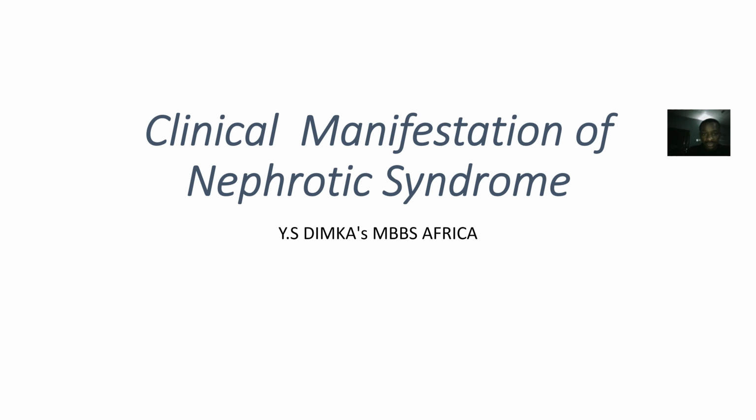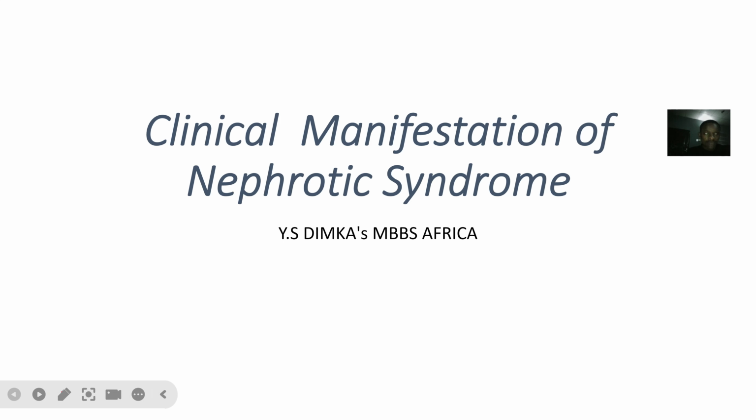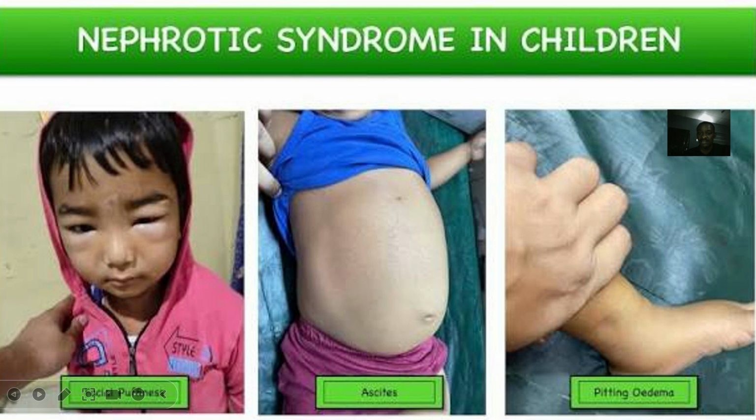I'll quickly try to look at the clinical manifestations of nephrotic syndrome. So, clinical manifestations of a disease condition is just another way of saying signs and symptoms. So, if a patient has nephrotic syndrome, how can I be able to identify?